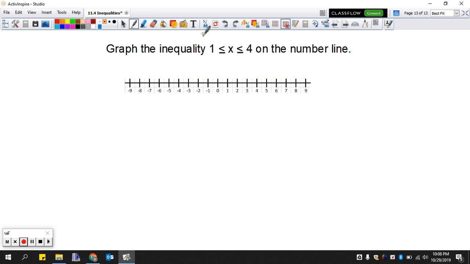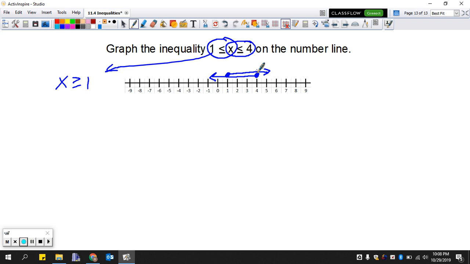Here it says graph the inequality 1 is less than or equal to x, which is less than or equal to 4. So we're going to put a closed circle at 1 and a closed circle at 4. So we can look at this. 1 is less than or equal to x, or in other words, another way of writing that is that x is greater than or equal to 1. So that means that x goes this way. And x is also less than or equal to 4. So that goes this way.